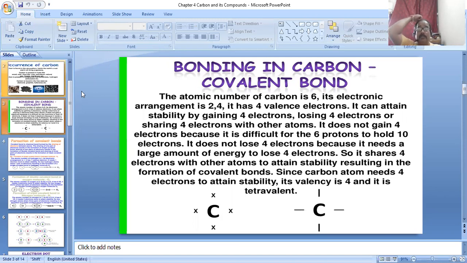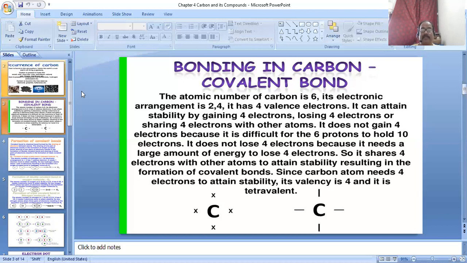Dear students, today we discuss bonding in carbon, the covalent bond. The atomic number of carbon is 6. Now the electronic configuration, or arrangement of electrons, is 2, 4, which means the first orbit has a maximum of 2 electrons and the second has 4.